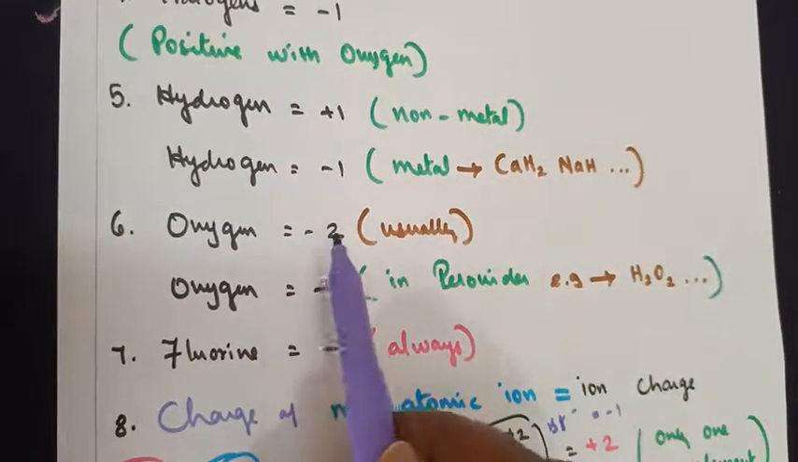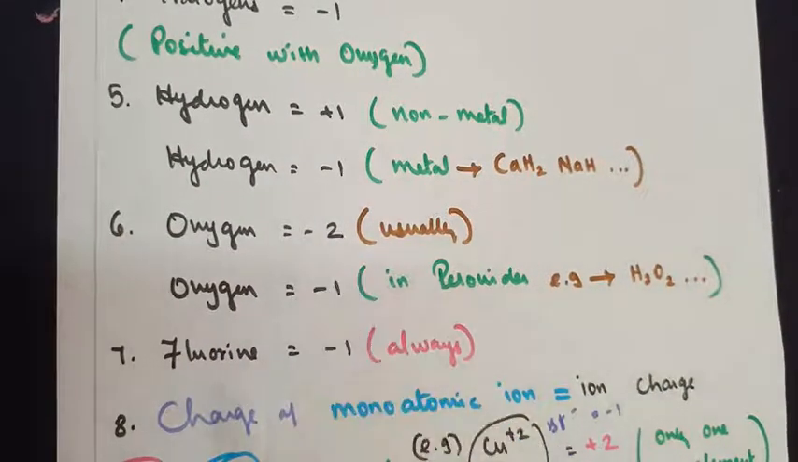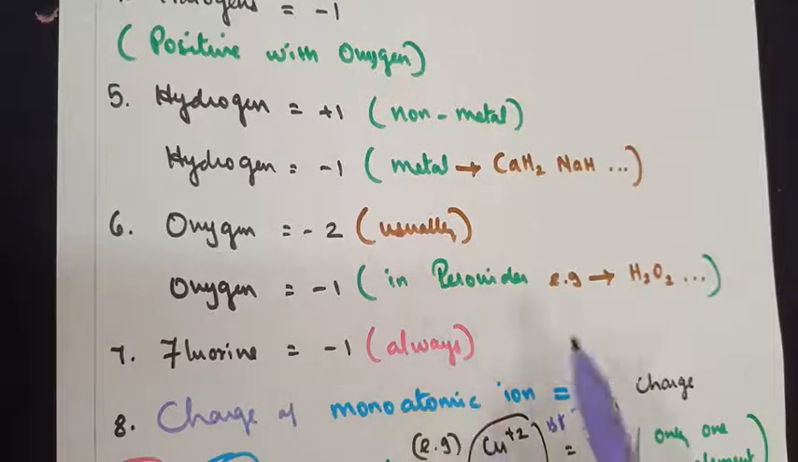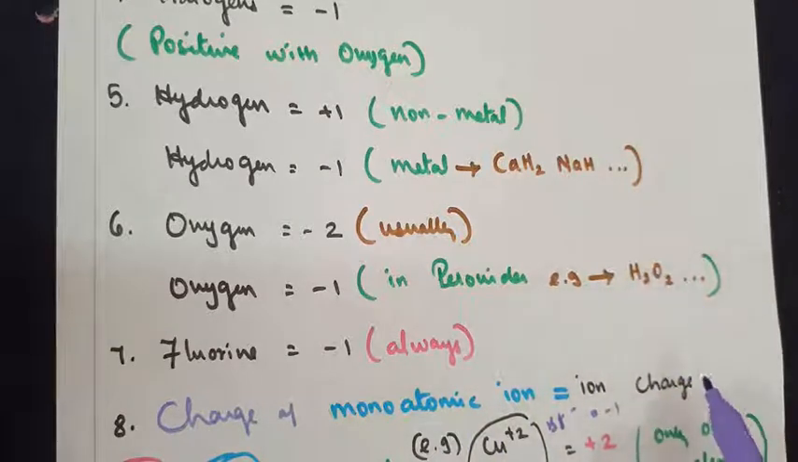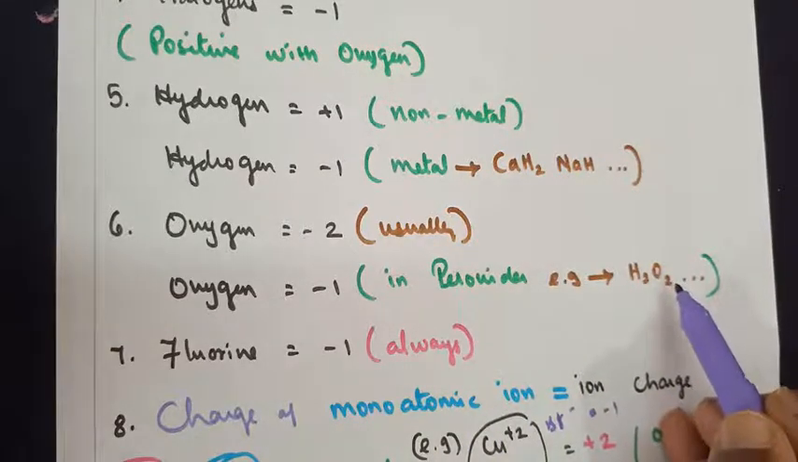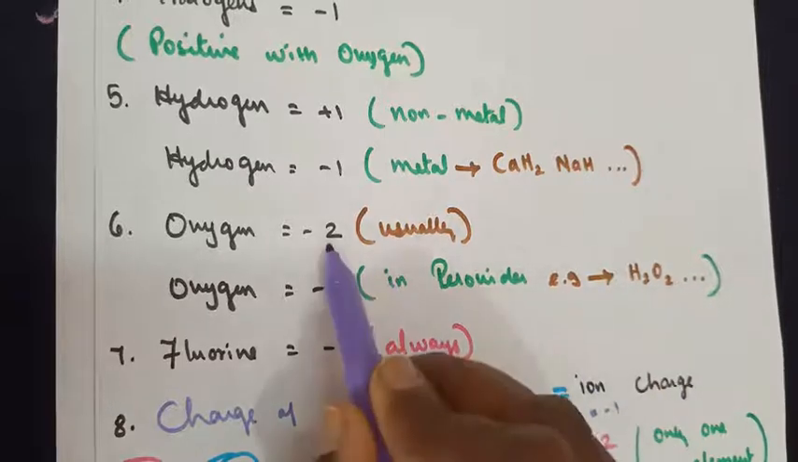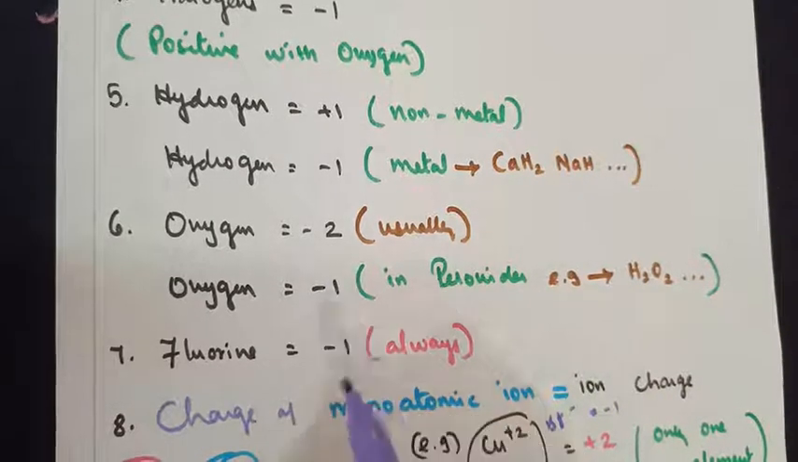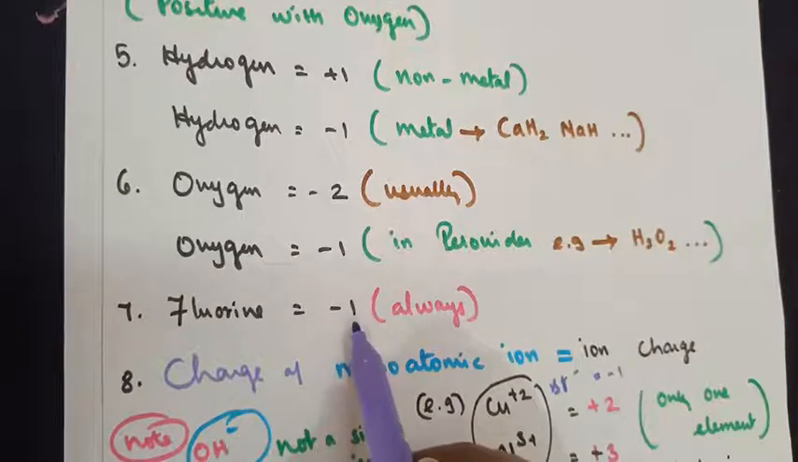Oxygen, usually the charge of oxygen is minus 2. But when the oxygen is found in the peroxide category, the charge will be minus 1. I have taken the example of hydrogen peroxide. So when you substitute the value here, you shouldn't substitute minus 2. You have to substitute minus 1. Fluorine, the charge is always minus 1.